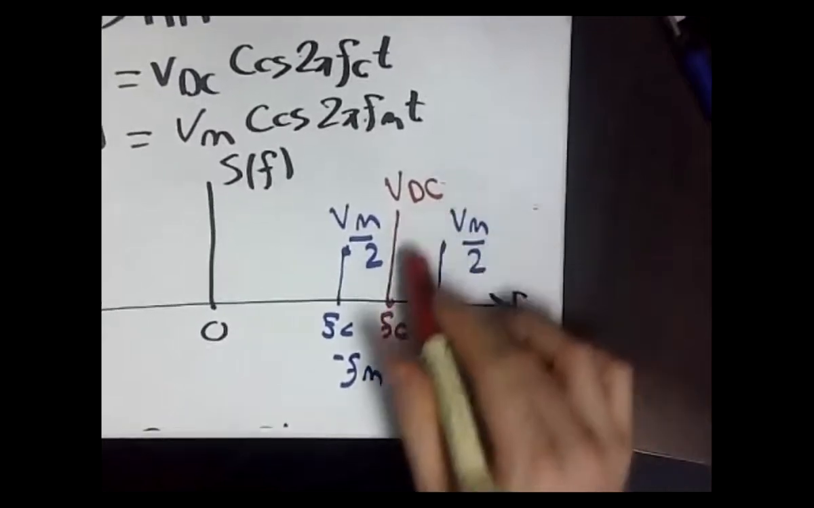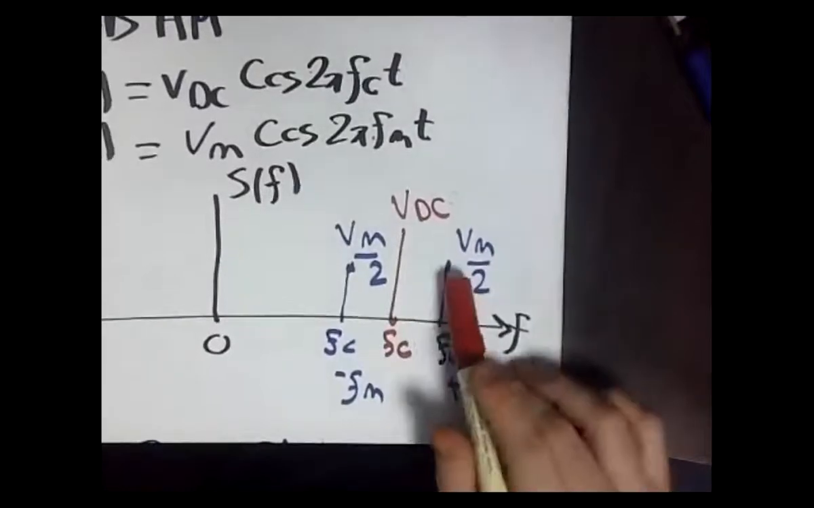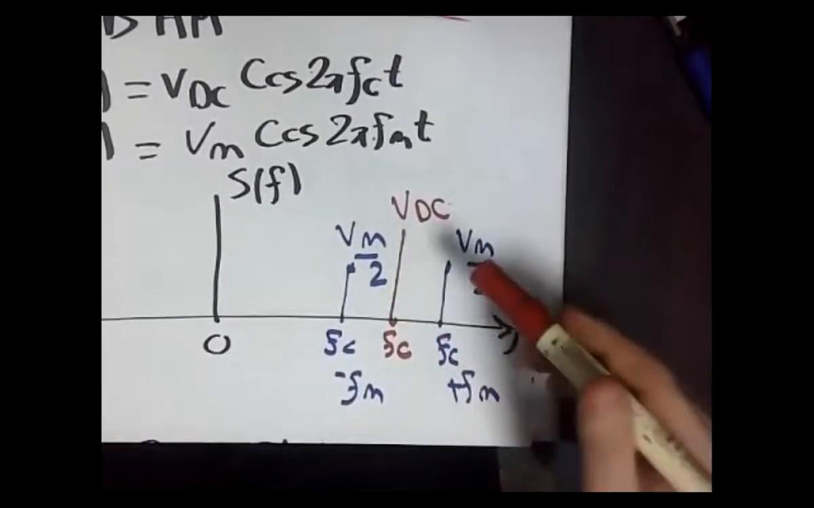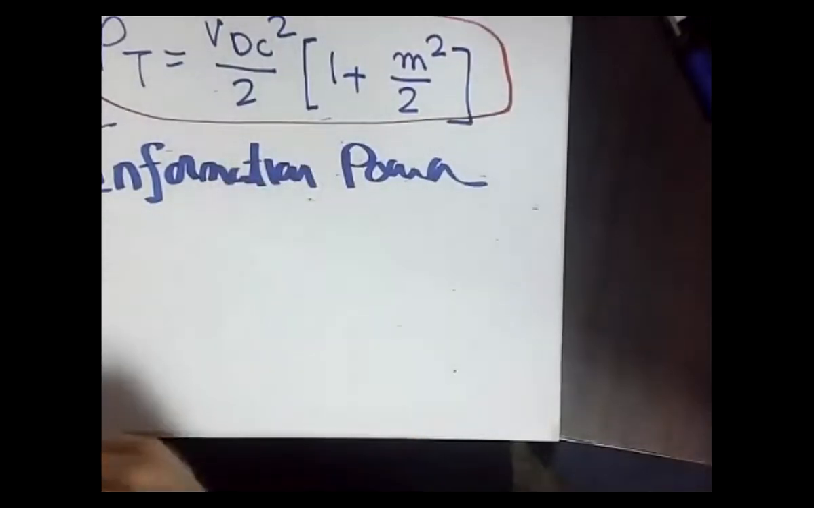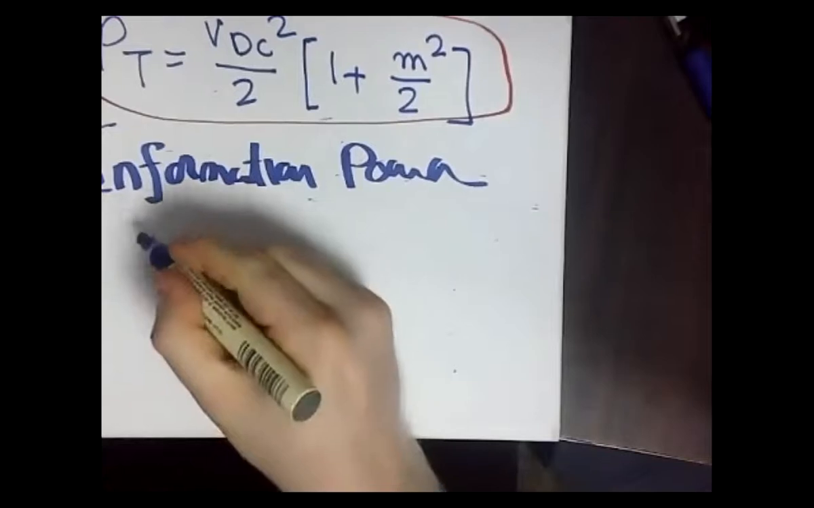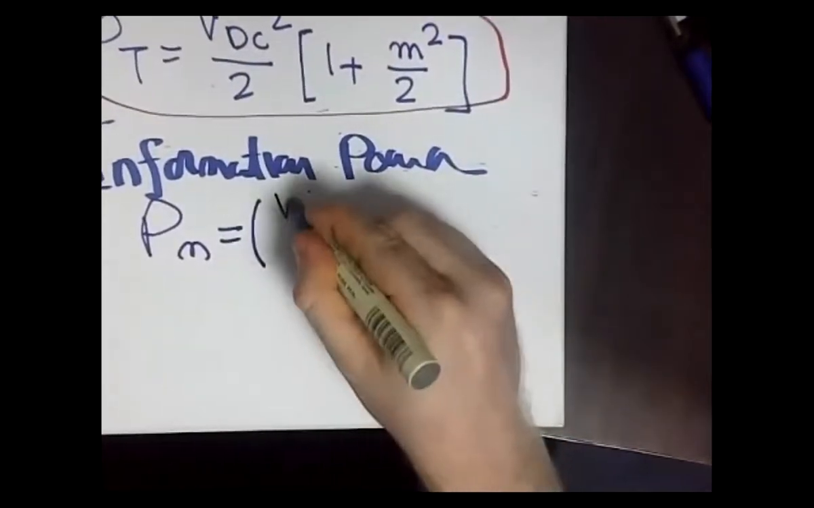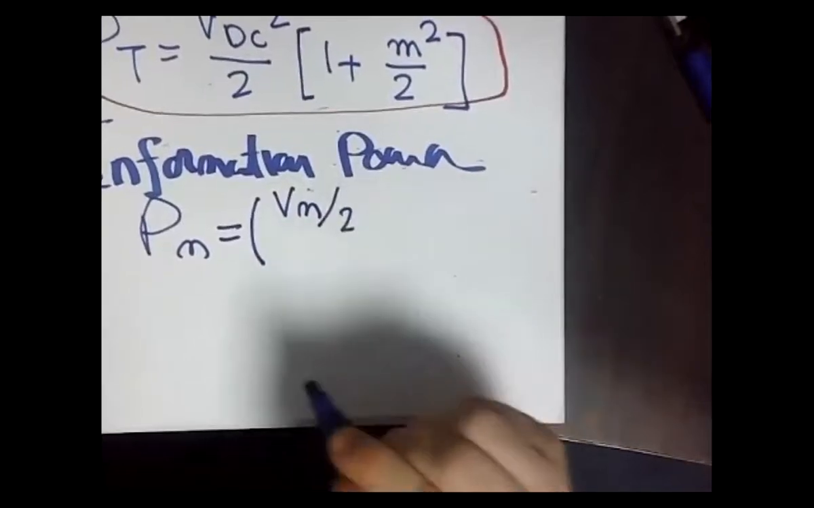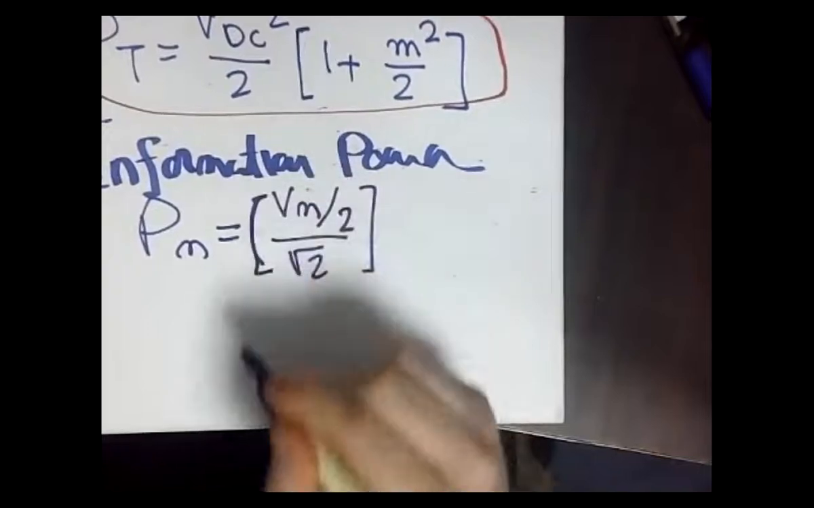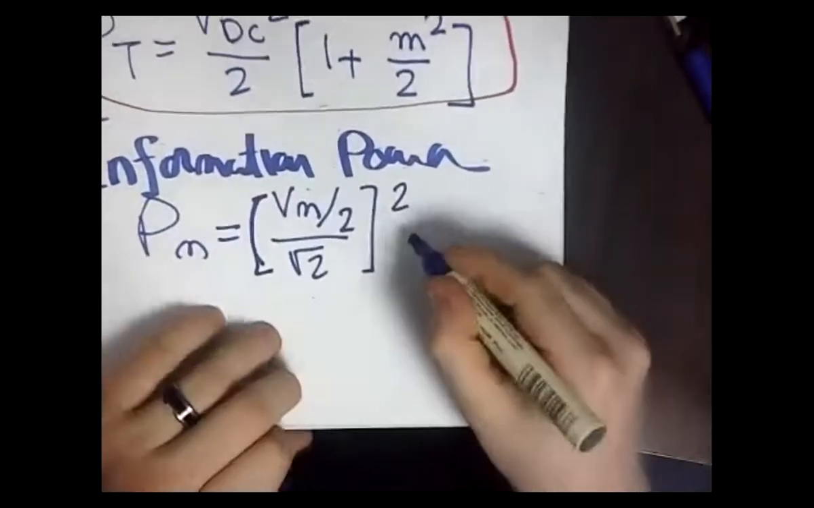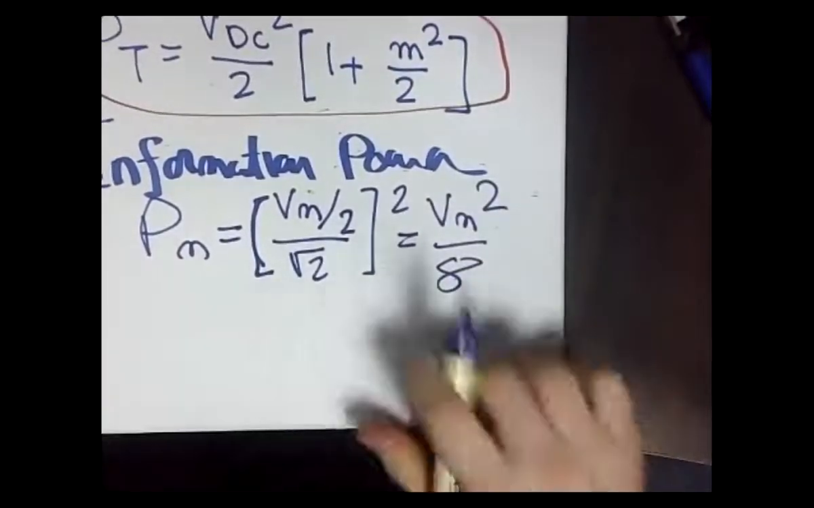So what is the power of this information? Very simple. I can calculate it here. If it's a sinusoid with a magnitude Vm over 2, then the power of the message is P message equals (Vm over 2) all over root 2, squared. Oh, sorry, I'm not rectangular. So that is Vm squared over 8. This is the power. This is the information.